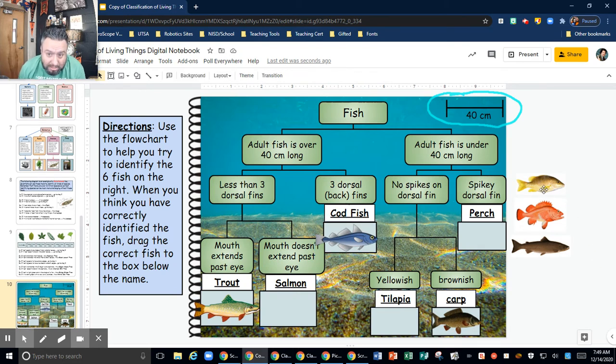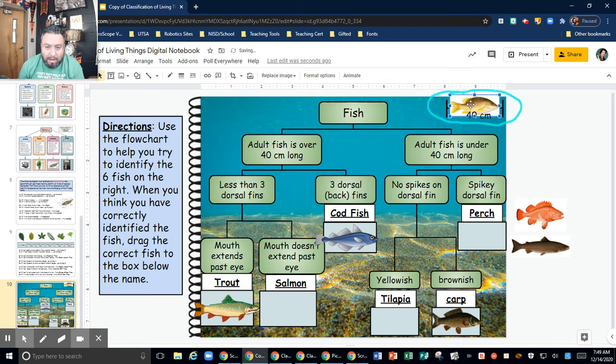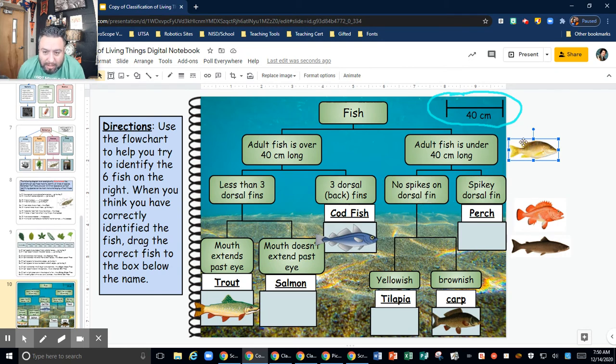All right, and I've got a couple of guys down here. Fish is over or under, so I'm going to go drag it. Well, this guy is definitely under, so I'm in the right spot. It's going to be over here on this side. Spikes or no spikes? Well, if I'm looking at the dorsal fin, I don't see spikes. So now I'm over here. Is it yellowish or brownish? Yellowish, it's a tilapia. Okay?